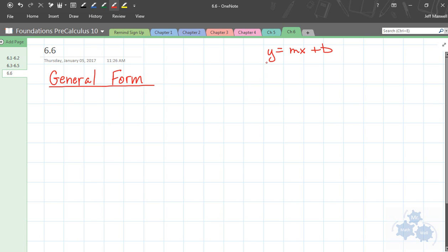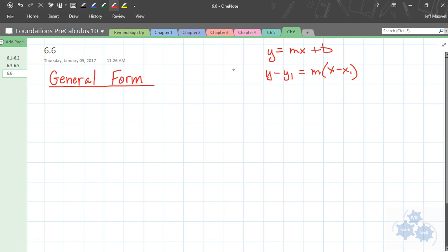Girls, pay attention. What's the other one? We had the song, remember? What form was that? Yeah, what's that called? Point slope form. Okay? So this is point slope form. Yes, you can listen to the song, absolutely, after class. Perfect. You might want to do that.